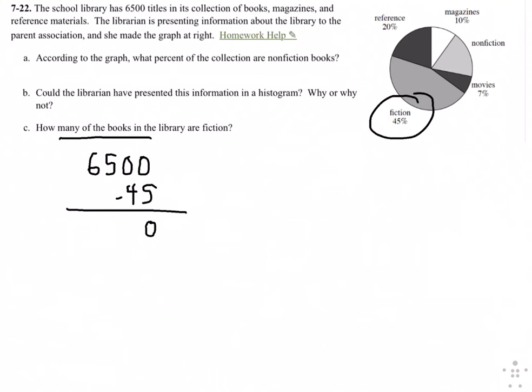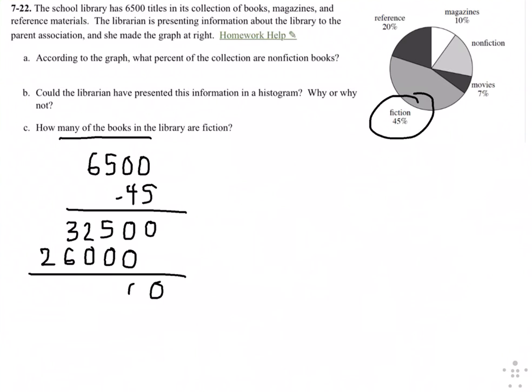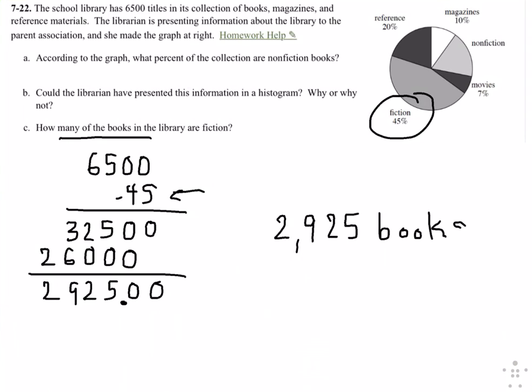So we get 0, 0, 25, carry the 2, 32, right? Long multiplication. It's fun. Okay, 4 times 0, 4 times 0, 4 times 5 is 20, carry the 2, 24, 26, right? And we get 0, 0, 5, 2, 9, 2. And then the decimal point here is 2 over, so we move it 2 over. So therefore, 2,925 books are fiction for part C.